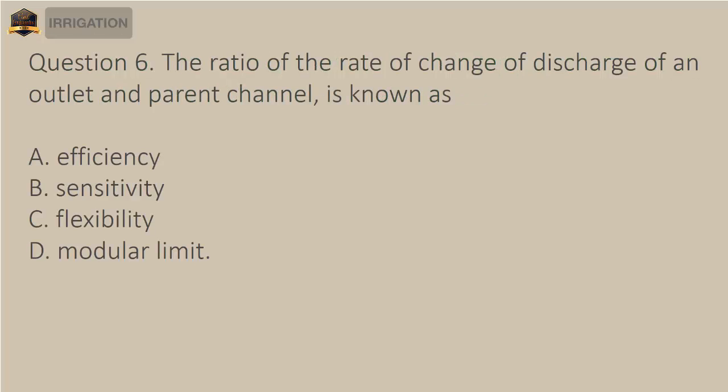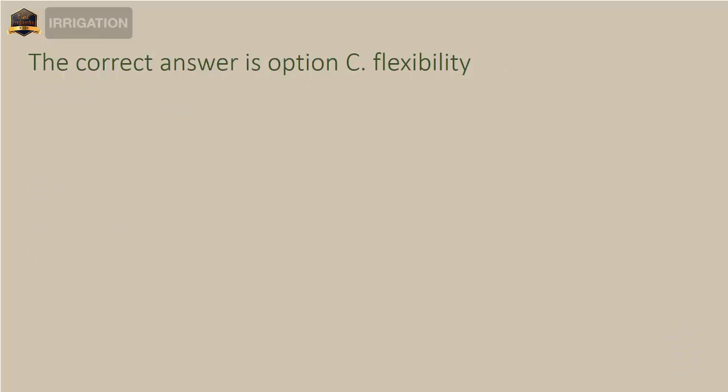Question 6. The ratio of the rate of change of discharge of an outlet to that of the parent channel is known as A. Efficiency. B. Sensitivity. C. Flexibility. D. Modular limit. The correct answer is option C, flexibility.